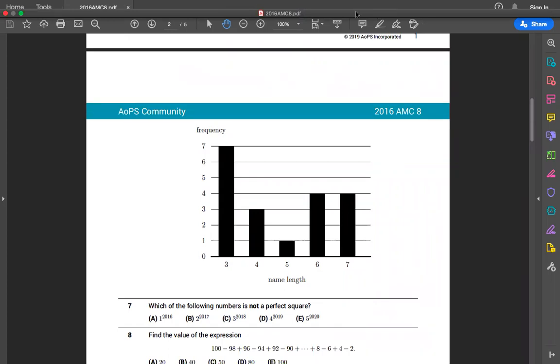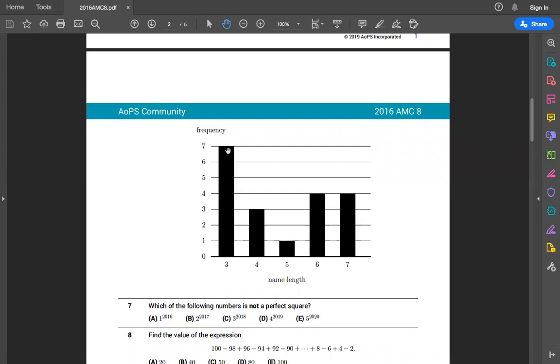So we can see that on the x-axis we have the length of the name, and on the y-axis we have the frequency. So to find the median, we want to find the name that's in the very middle, basically. And that's when all the names are in order. So they're already in order for us, so we just have to find the middle name now.